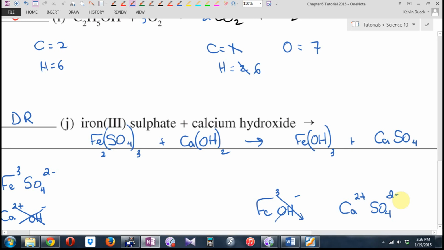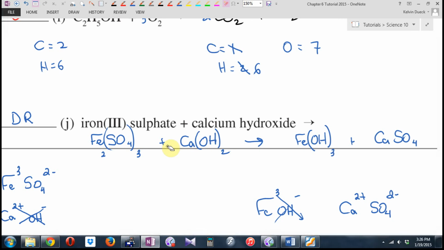Would you put the brackets or not? For the final answer, you'd use the brackets on SO4. This is the final answer so far. So would you put brackets on SO4? No, because there's only one of them.